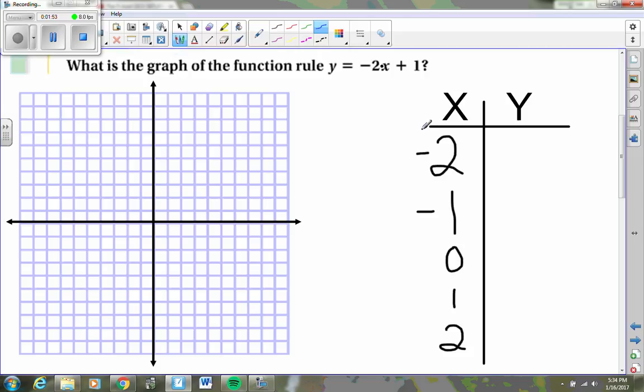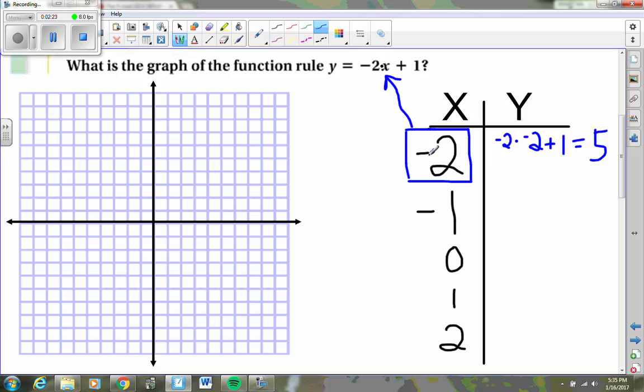Essentially, once we list out these x values, with each one I'm going to plug it into this equation where I see the x. So now this is going to say -2 times another -2 plus 1. Well, -2 times -2, negative times negative makes a positive. This is a positive 4. Positive 4 plus 1 puts me at 5.